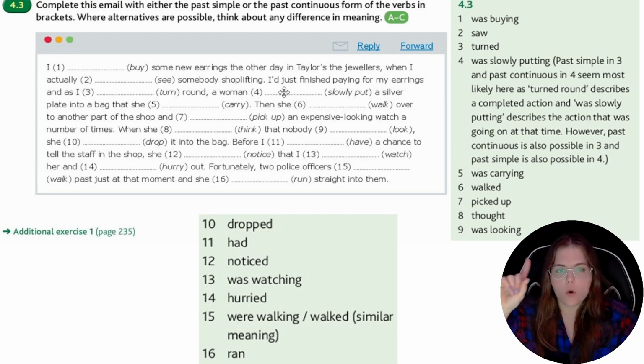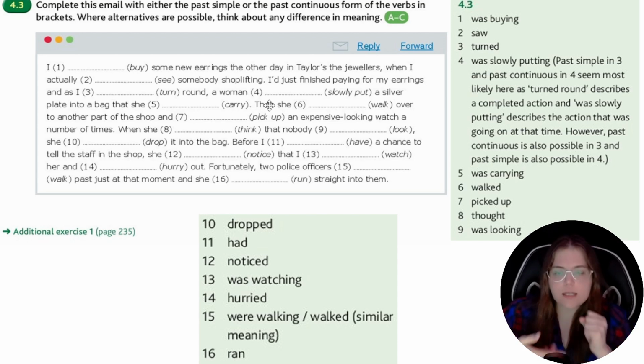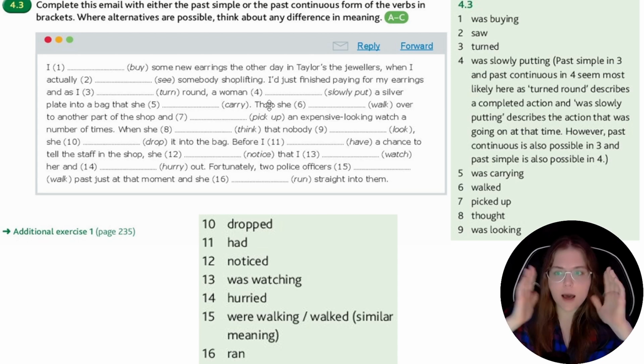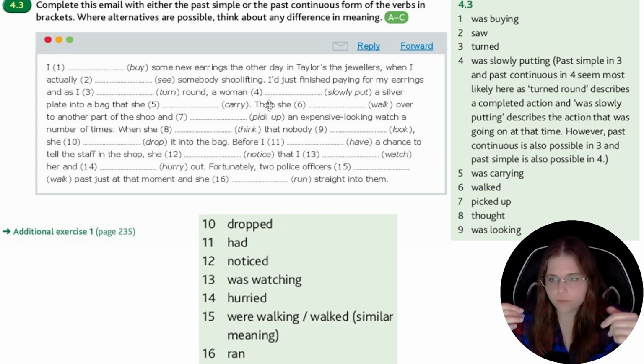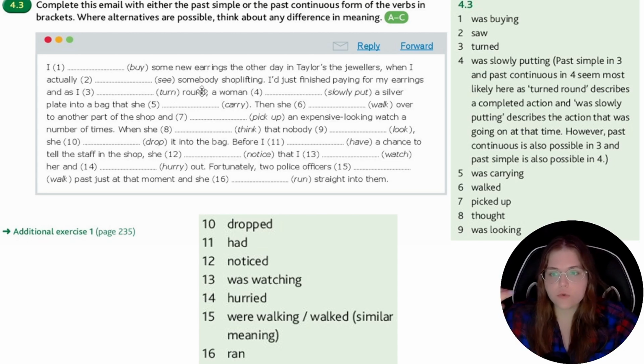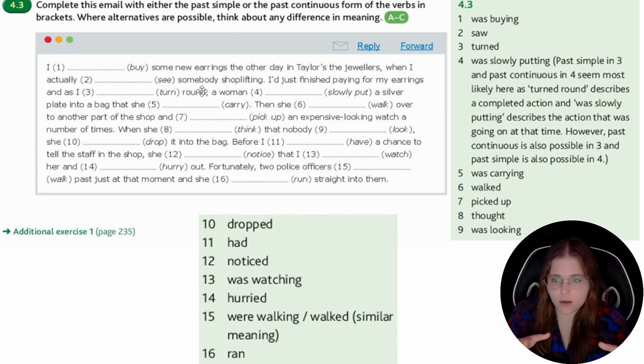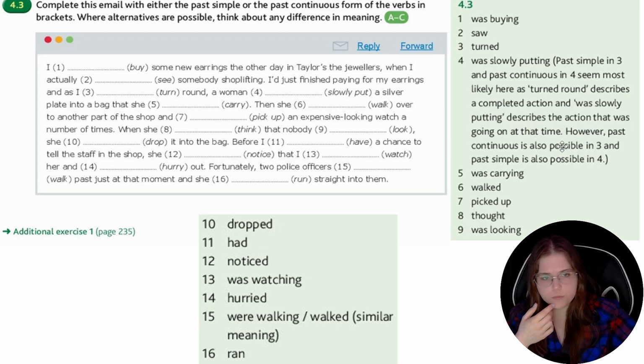A woman was slowly putting a silver plate into a bag. She was doing that at this particular point of time when I turned round. Then the bag that she was carrying. This is like an action in the background. The sun was shining, the birds were singing, and this woman was carrying her bag. But we can also use past continuous in the third sentence. Like I was turning, but for me, I've already said that it is very weird. And past simple is also possible in 4.